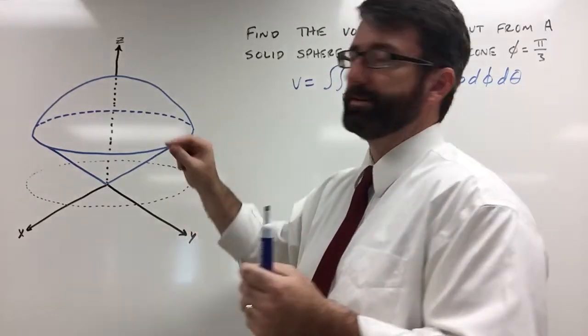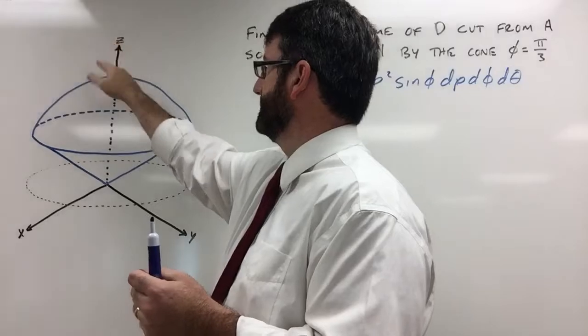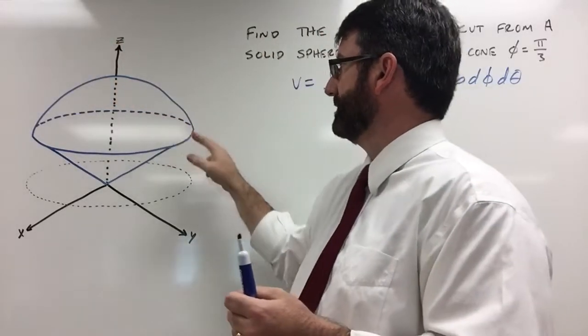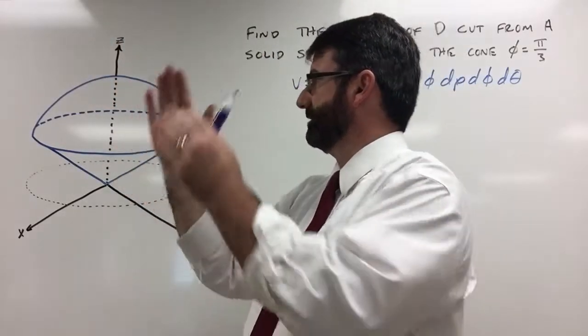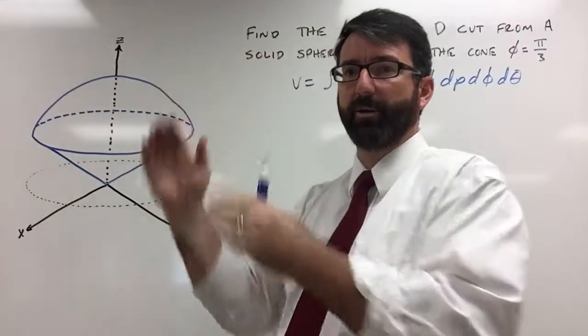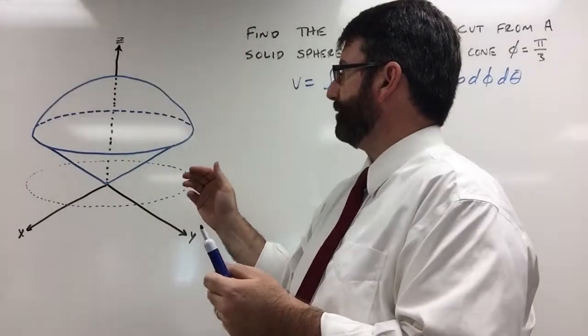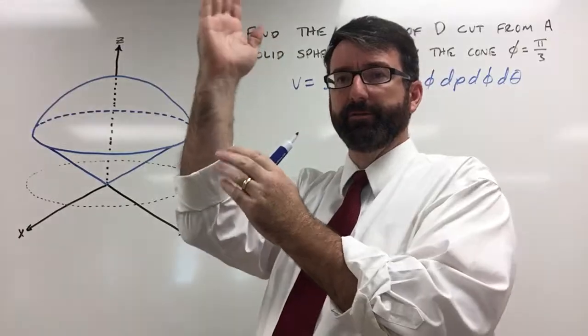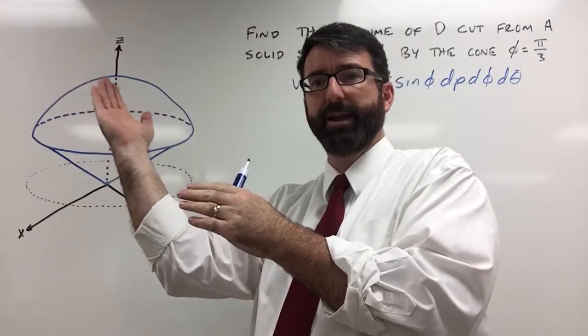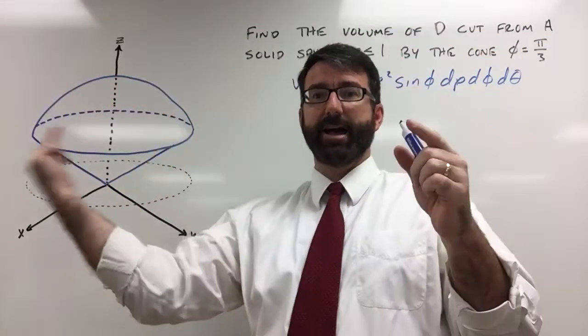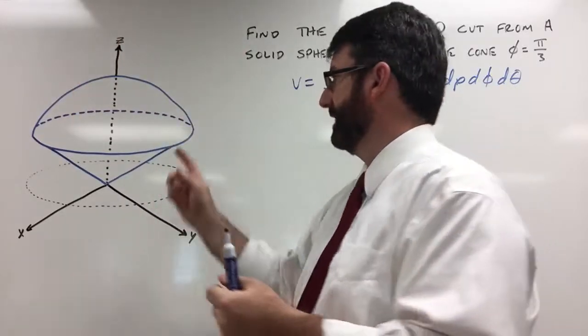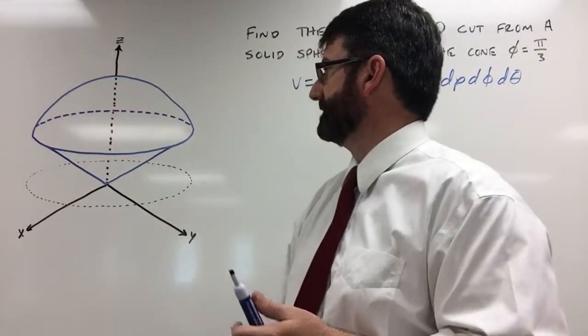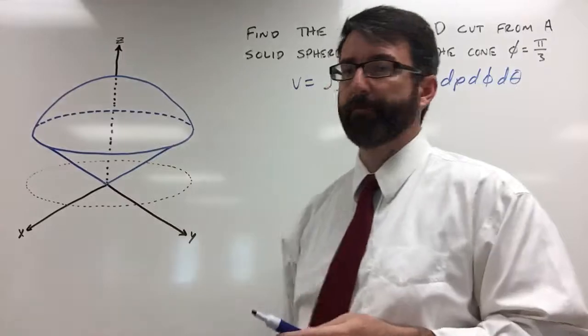So phi, remember, is the angle from the z-axis going downward. So an angle of pi over 3 would start at the z-axis, go down pi over 3 radians, and then everything that is that angle from the z-axis is going to be in this function. So that's what gives us that cone there.